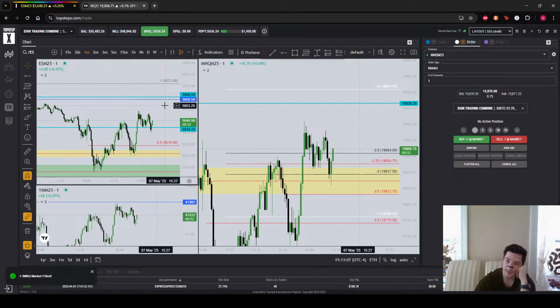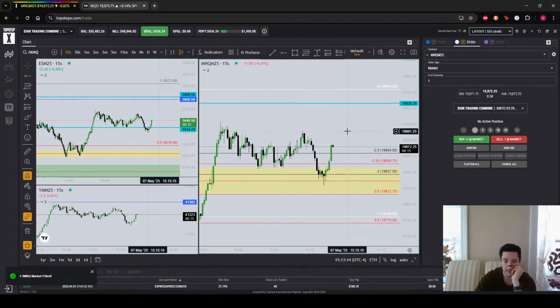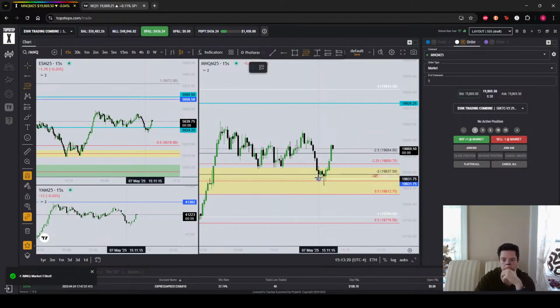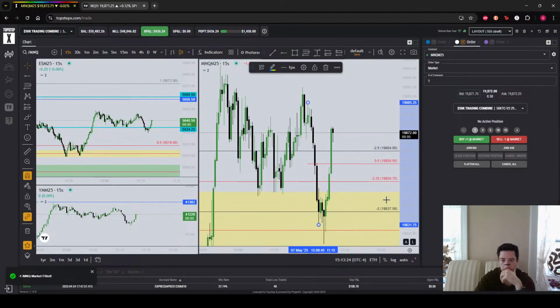It's a spicy long, boys. That is a spicy long. I might have to rip it. If it comes down here, I'll rip it.